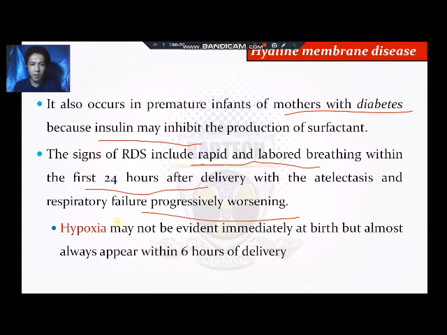Okay, so hypoxia may not be evident immediately at birth but almost always appears within 6 hours of delivery. So medyo mag-change na ang color sa imuhang baby. Medyo na siya cyanotic, and if ever the baby will experience hypoxia. And then of course, the patient or the baby will experience rapid and labored breathing.